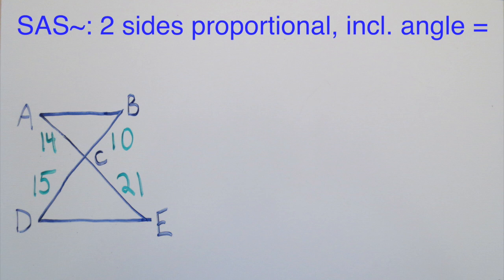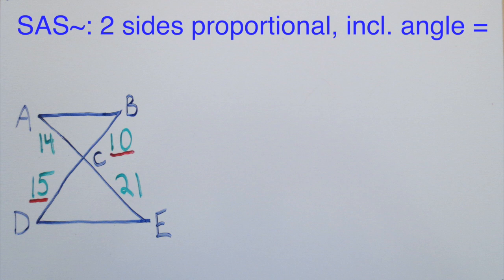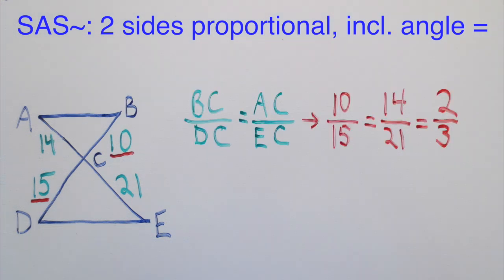Last example. If this is going to work for side-angle-side, I would know that the 10, the smallest number on the top, would have to match up with the 15, the smallest number on the bottom. So let's go ahead and mark those, and then let's prove that our sides are proportional. So BC would match up with DC, and that would be equal to AC over EC. Put in our numbers, we get 10 over 15 equals 14 over 21, which reduces to 2/3.